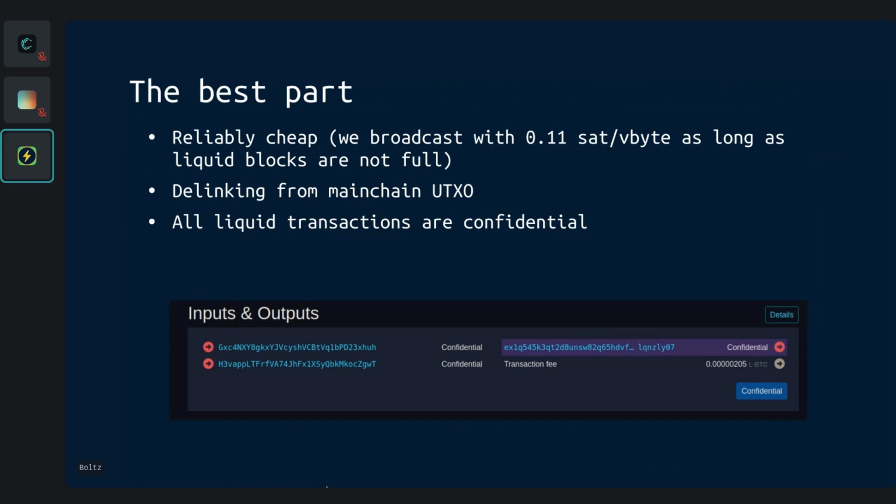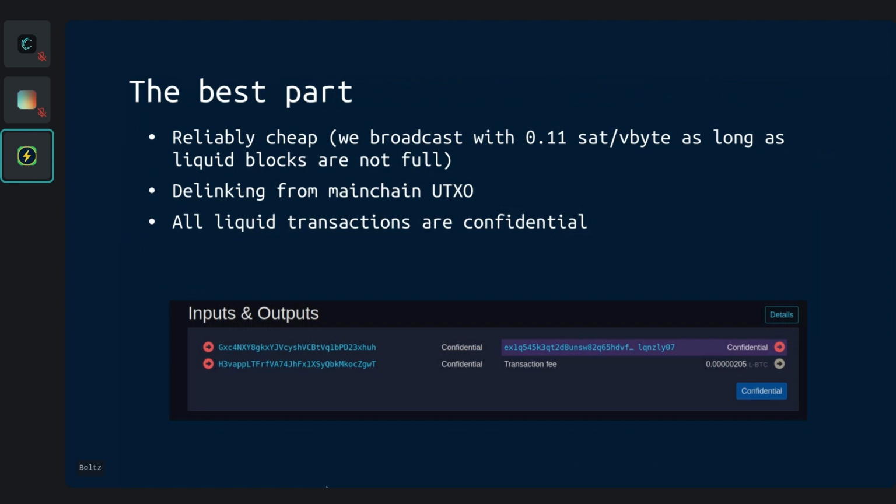Privacy-wise, there's a delinking from main chain UTXOs or from main chain coins in general. I mean, here we're talking about Lightning. So you're basically delinking your Lightning coins from the main chain to Liquid. There's a delinking in a way that it's two different networks, and that gives you a huge privacy gain. And no matter if it's between Lightning and the main chain, or the main chain and Liquid, or Liquid and Lightning, this is in general a privacy game.